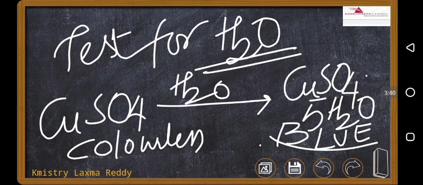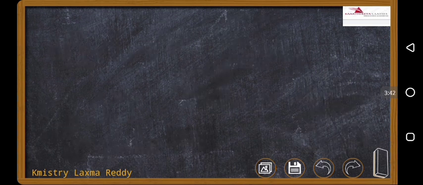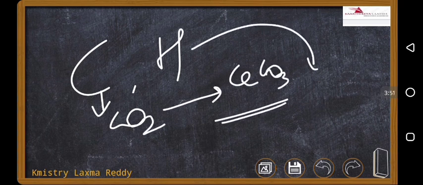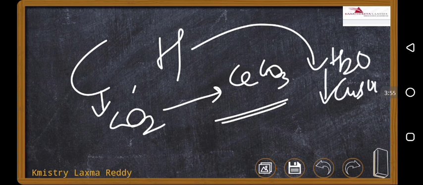So these are the tests for carbon and hydrogen. Carbon is converted to carbon dioxide, which is converted to calcium carbonate. Brief I am saying. Hydrogen is converted to water, which is treated with copper sulfate. You are getting there blue color. Recap, fast recap.